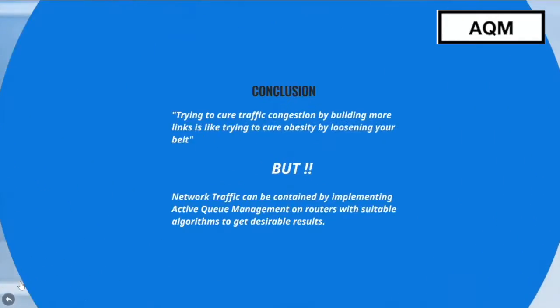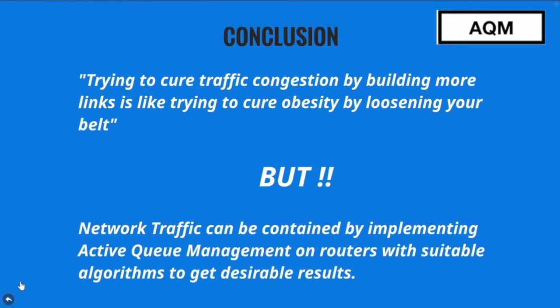In conclusion, we can say that trying to cure traffic congestion by building more links is like trying to cure obesity by loosening your belt. But network traffic can be contained by implementing active queue management on the router with suitable algorithms to get desirable results.